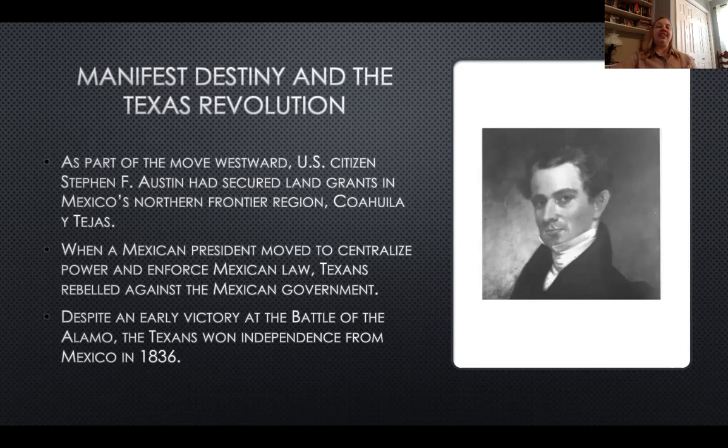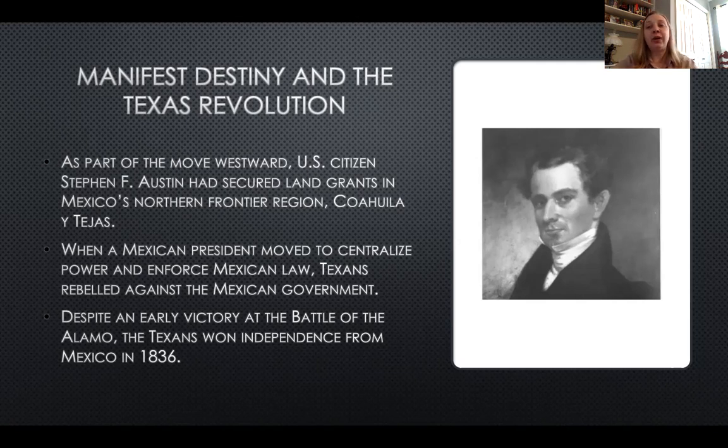In the early 19th century, Mexico is embroiled in these civil wars between liberals who believe in the ideas of the Enlightenment, and conservatives who would like to maintain a very strong central government with colonial type of privileges and a caste system and all of those things. In the 1830s, a caudillo named Antonio Lopez Santa Anna actually tries to centralize the Mexican government in the middle of these civil wars and moves to enforce Mexican law in Texas.